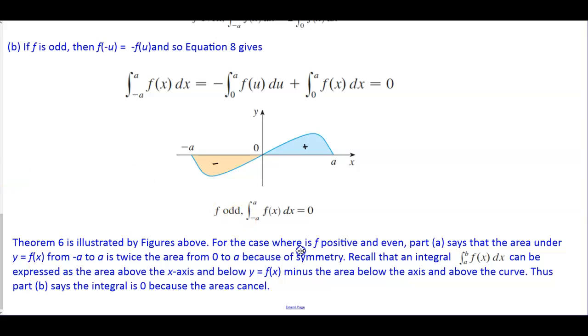So again, for the case where f is positive and even, part A says that the area under y equals f of x from negative a to a is twice the area from 0 to a because of symmetry. And recall that an integral can be expressed as the area above the x-axis and below y equals f of x minus the area below the x-axis and above the curve. Thus, part B says the integral is 0 because the areas would cancel each other out.